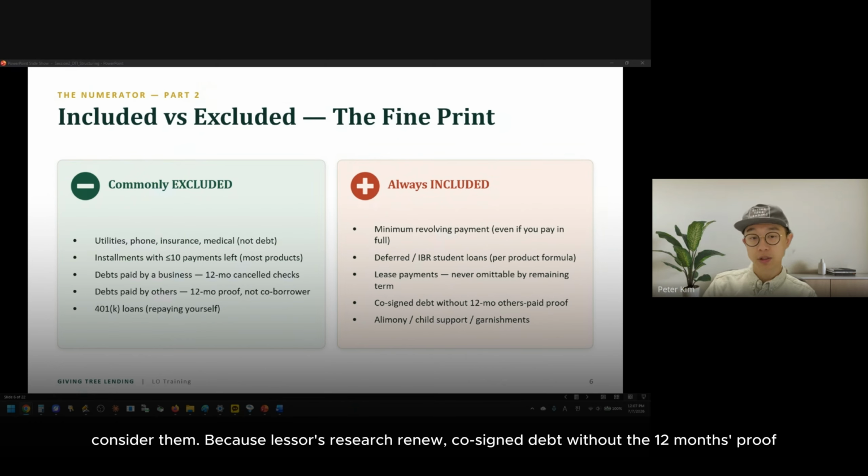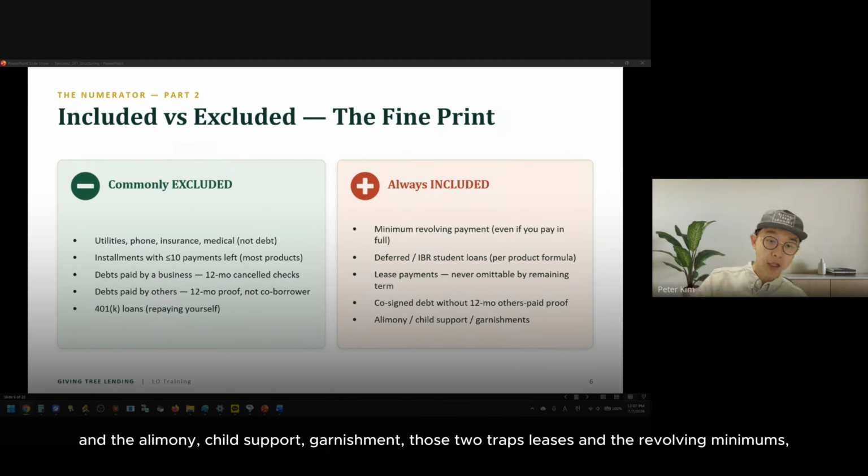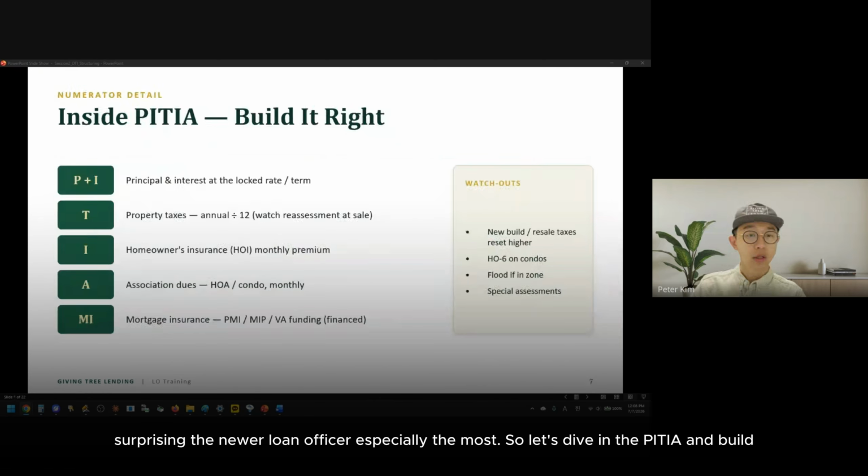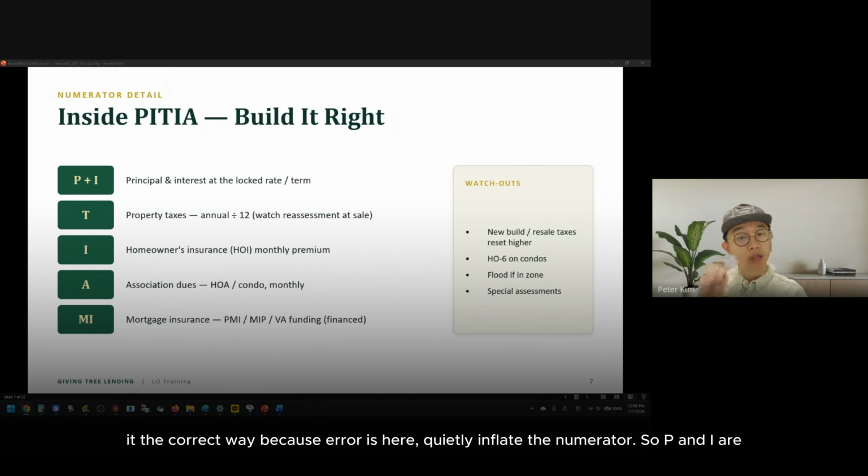Because leases renew, co-signed debt without the 12-month proof, and alimony, child support, garnishment. Those two traps, leases and the revolving minimums, surprise the newer loan officers the most. So let's dive into the PITIA and build it the correct way, because errors here quietly inflate the numerator.